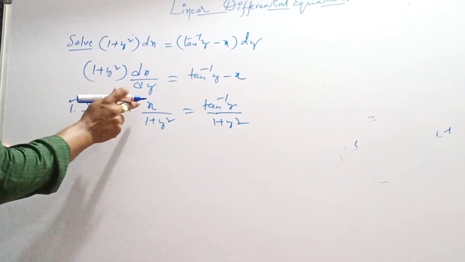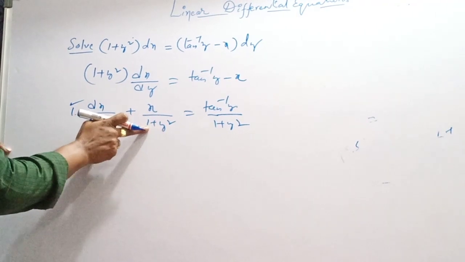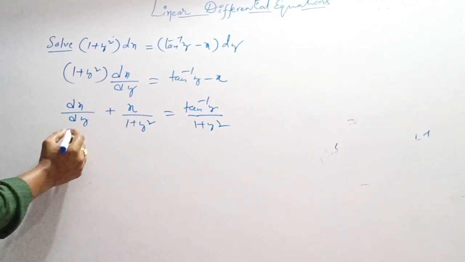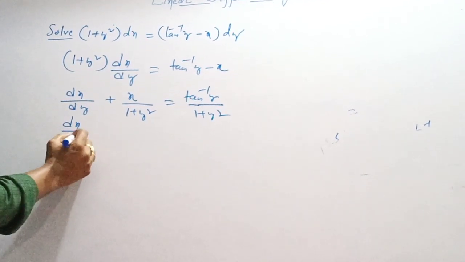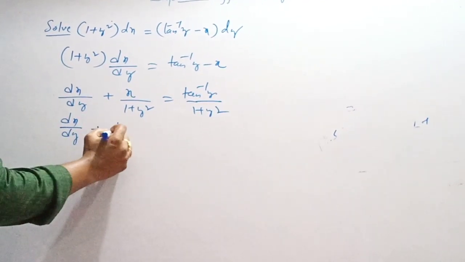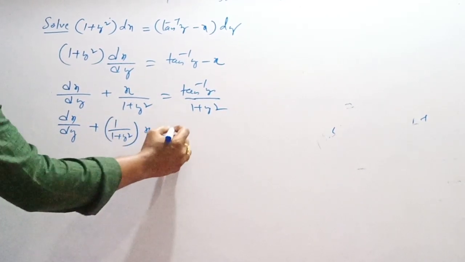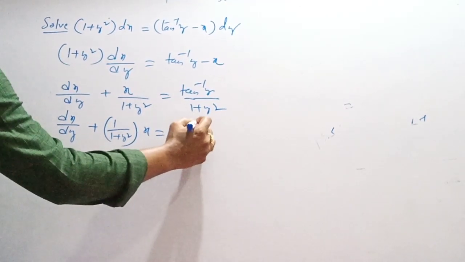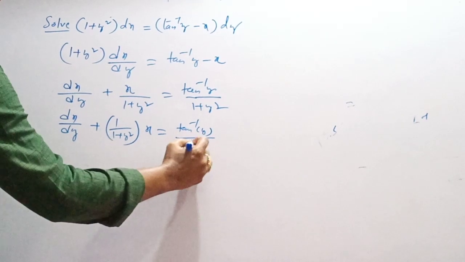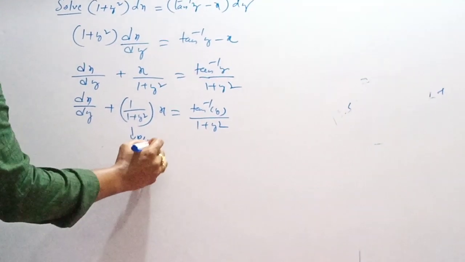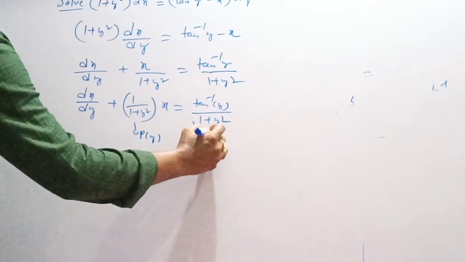It is of the form dx/dy + P(y)x = Q(y). So dx/dy + (1/(1+y²))x = tan⁻¹y/(1+y²). This term is P(y) and this term is Q(y).